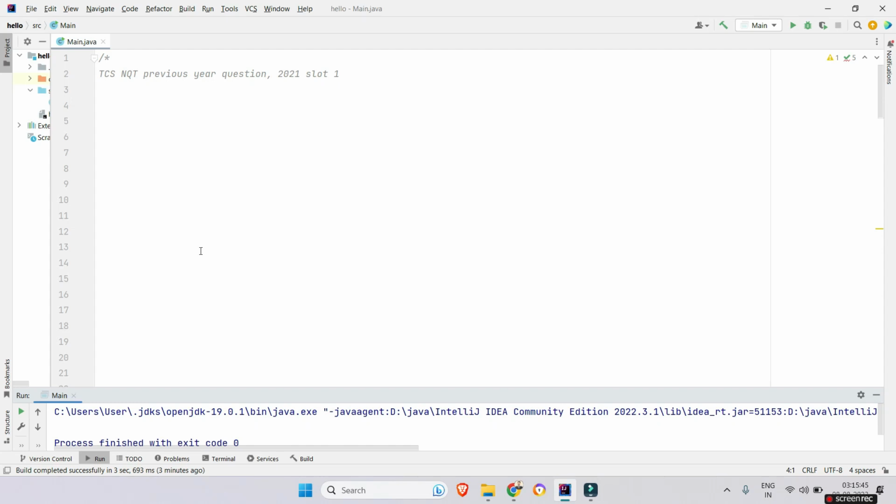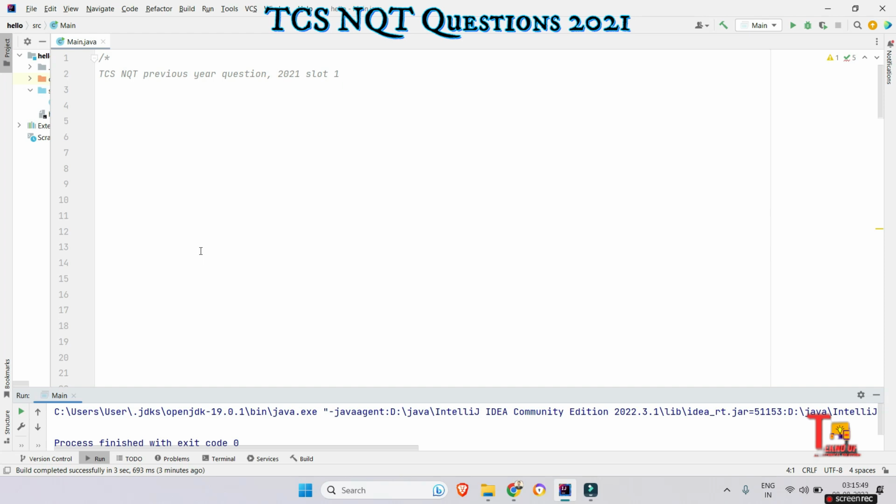Hello, my family members. As you all know, TCS NQT is going to conduct their exam. So we are here with a very important coding question that was most repeatedly asked in any off-campus or on-campus exam. Not only TCS, it is also asked in Infosys, Wipro, and Cognizant as well, right? So give importance to today's session.